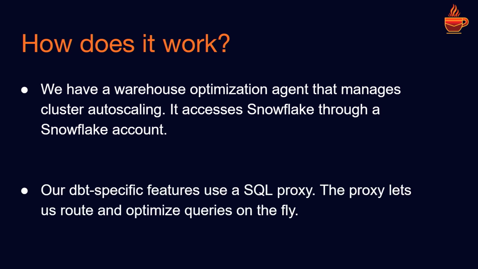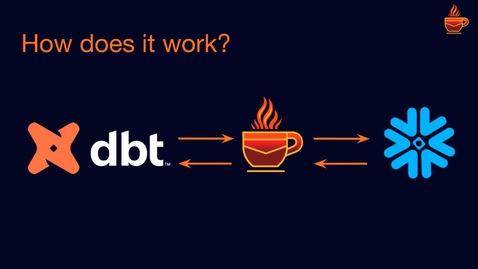Our DBT-specific features and some other more advanced features use a SQL proxy. So you would send your workloads to us, and then we can make decisions on routing and query optimization, query by query. So basically, we grab things in flight. We may speed up the query if we think we know how to do that, and we change which warehouse it's running on. This is a visual representation of what a SQL proxy looks like.